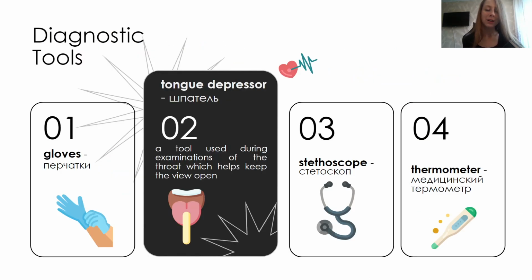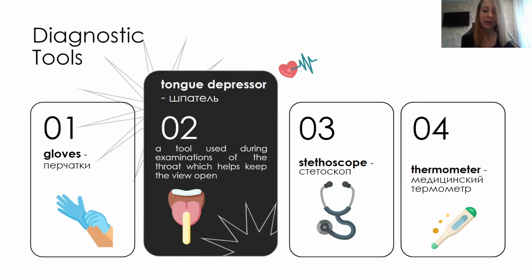The next tools are diagnostic tools. And first of all, we need to put gloves on our hands. So this is called gloves, to examine the patient. The next step is examining our throat, our mouth, so we need a tongue depressor. Tongue depressor is a special tool, and we use it during our examinations of the throat just to keep the view open, so it helps to depress the tongue.